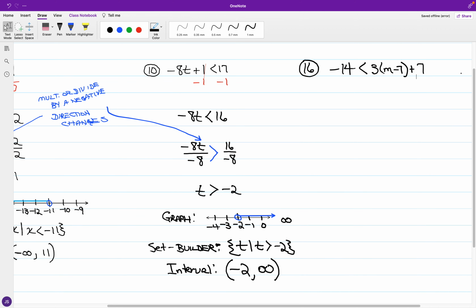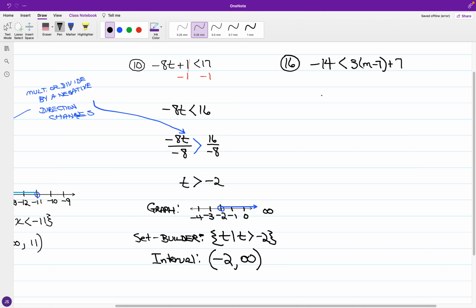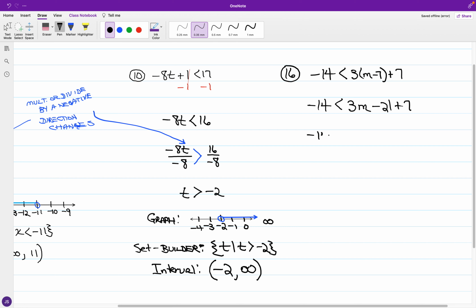Okay, and so we have an m expression as part of the binomial, and to free up from the parentheses, we're going to be looking at distribution of 3 over the quantity of m minus 7. And so taking the parentheses out, right now we're going to have negative 14 is less than 3m minus 21 followed by the addition of 7. So we have constants to combine. So we got negative 14 is less than, and then we have 3m, and negative 21 plus 7 becomes negative 14.